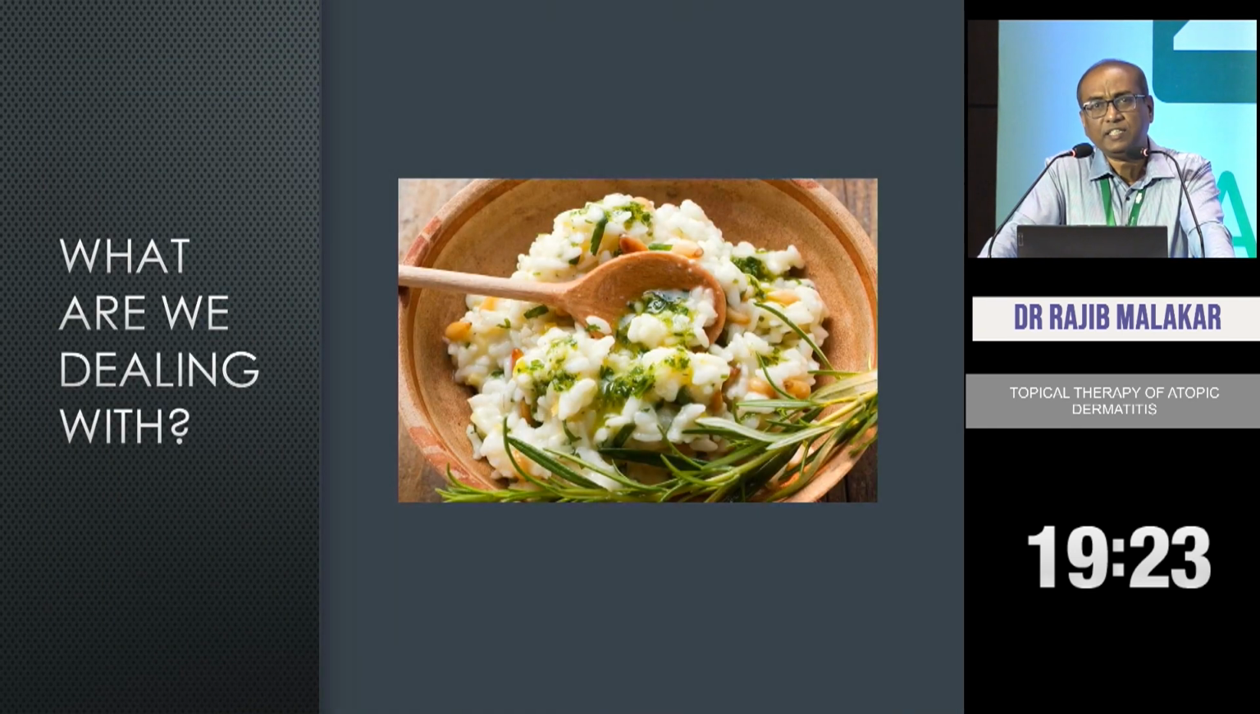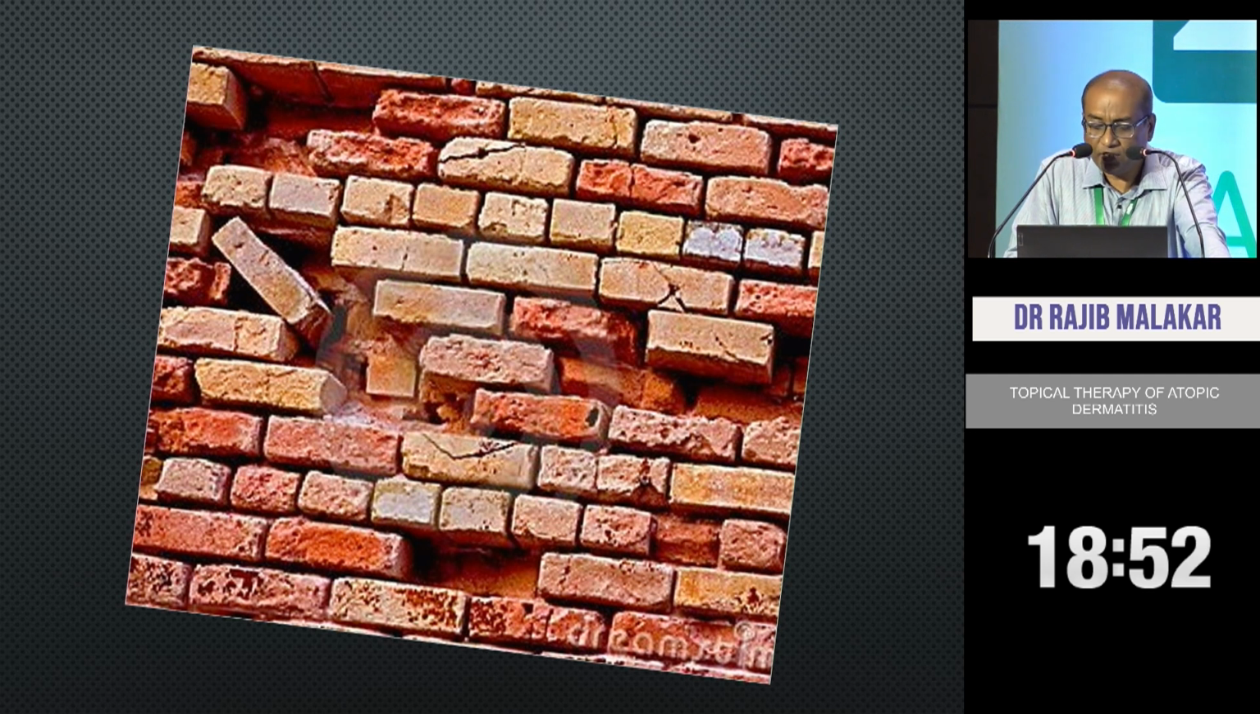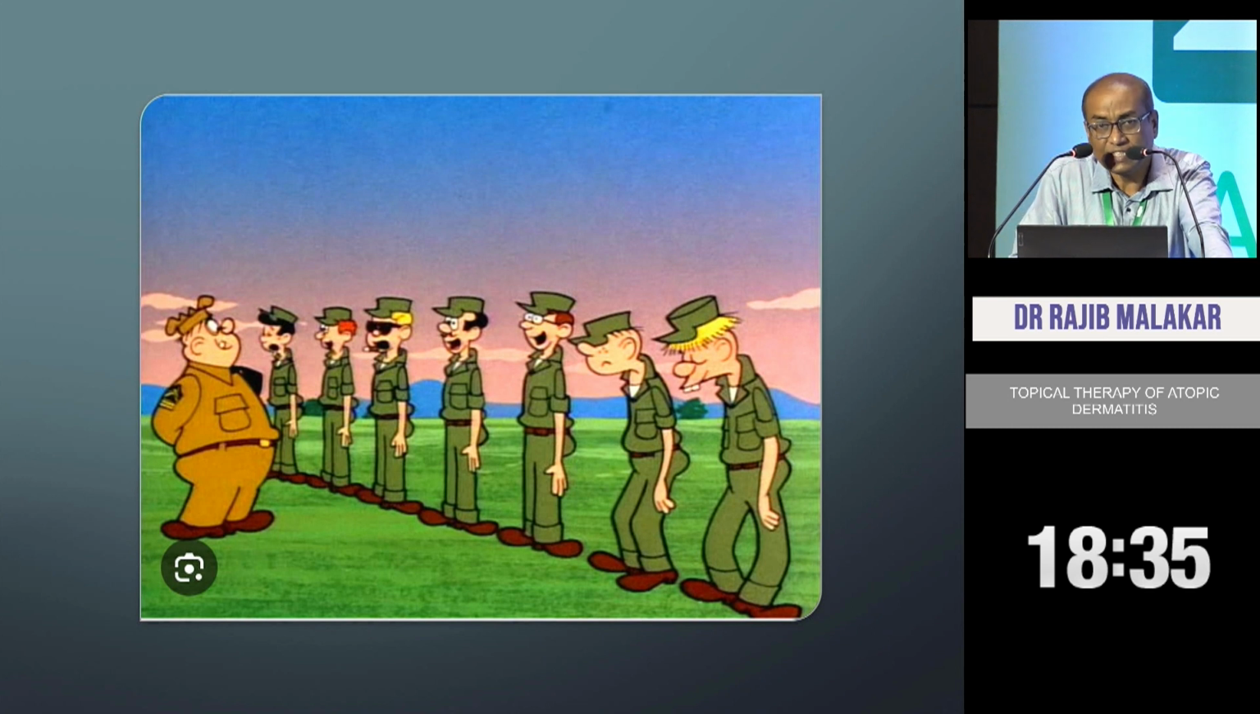Before we delve into the strategies and individual elements of topical therapy, it will be ideal if we know what we are dealing with. This will give us a framework to understand the rationale behind these strategies and individual elements of topical therapy. When we talk of atopic dermatitis, these are what we are dealing with. This dilapidated wall represents the defective barrier. This dry desert reflects the dryness of skin and its inability to hold on to moisture. And these funny soldiers represent the weak and defective epithelial immune functions. So these three are the primary problem in a child with atopic dermatitis from a dermatologist's point of view.